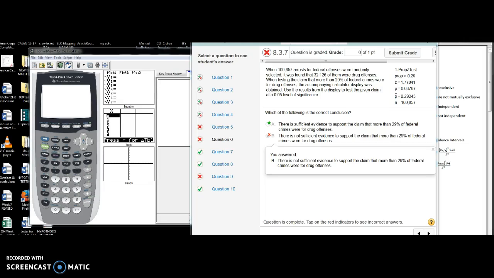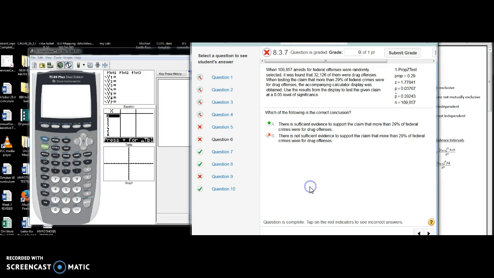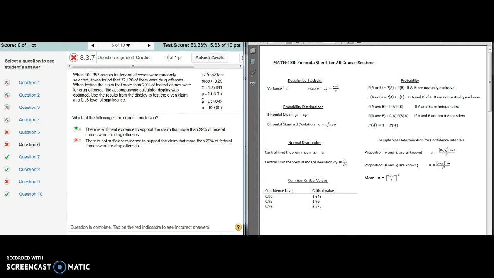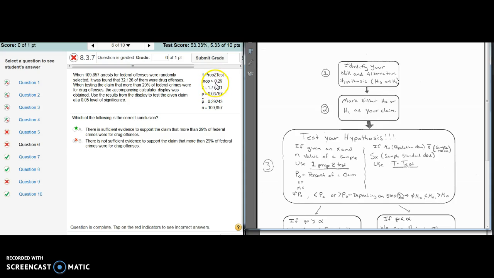So I wanted to take a little time to review this with you and go through some of the things that you missed. So the first one, it says when 109,857 arrests for, you can read the problem. But what I want to focus on here is they actually give us, they've already run the test for us. So the values are over here, right? I'm going to put this side by side. So we can see that we are going to be doing an inequality test.